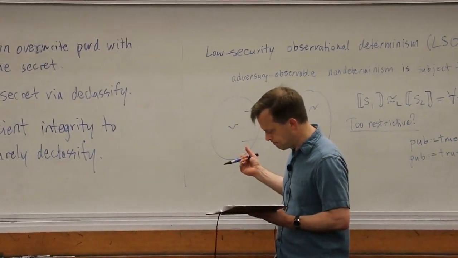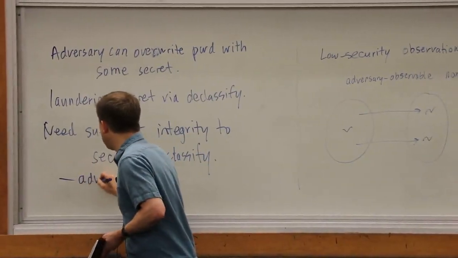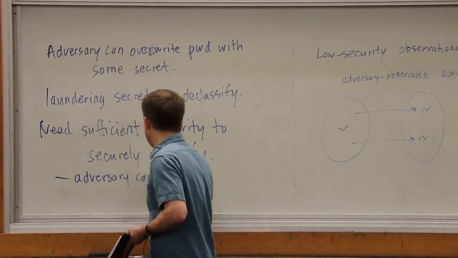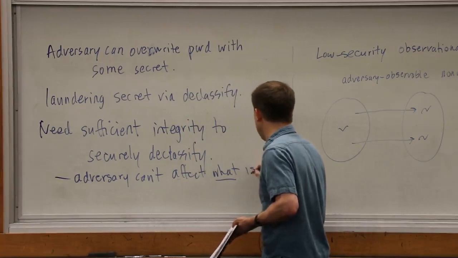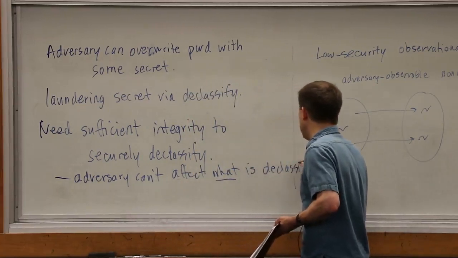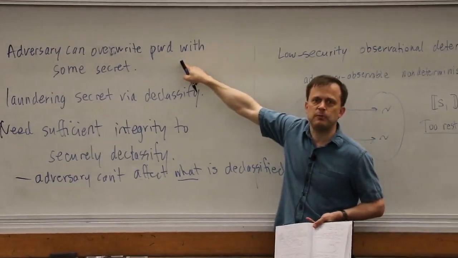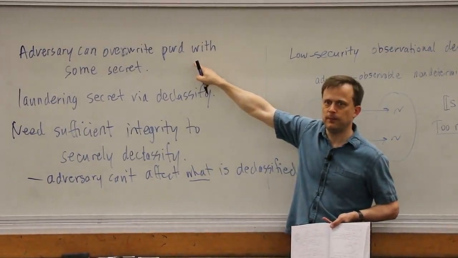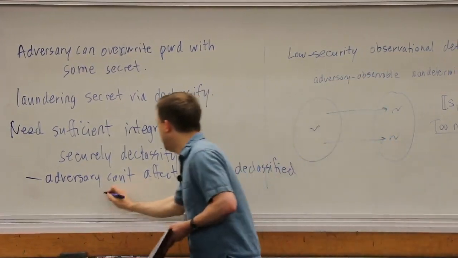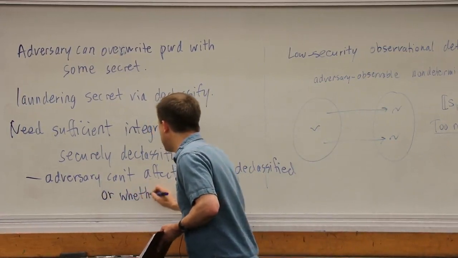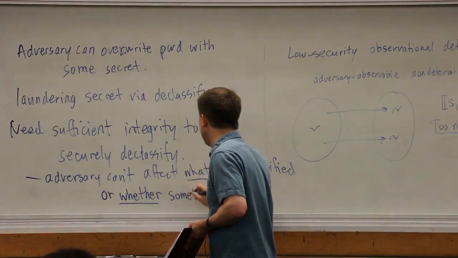So there are really two parts to this. We want to prevent the adversary from affecting what is declassified, as in the example I just gave, right? In the example I just gave, the adversary changed the value that was being declassified by overwriting the password. So that was the adversary affecting what is declassified. We also want to be able to prevent the adversary from deciding whether something is declassified.